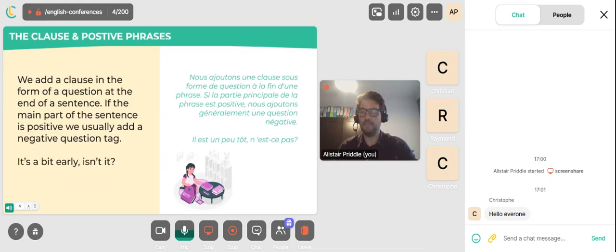Okay, let's have a look. The clause and positive phrases. Okay, so we add a clause in the form of a question at the end of a sentence. If the main part of the sentence is positive, we usually add a negative question tag. It's a bit early, isn't it? It's positive, isn't it? Negative.